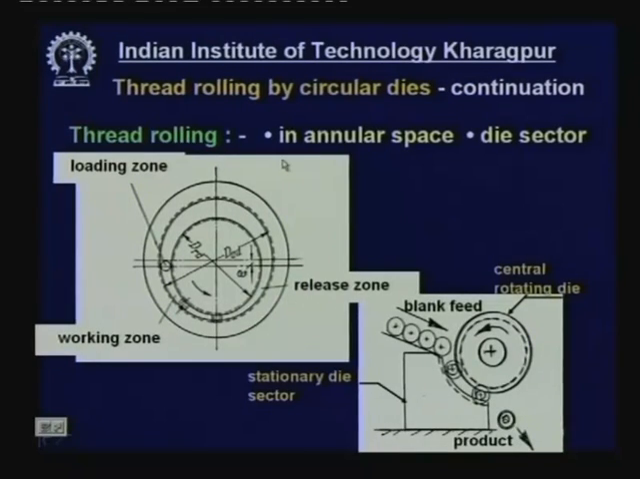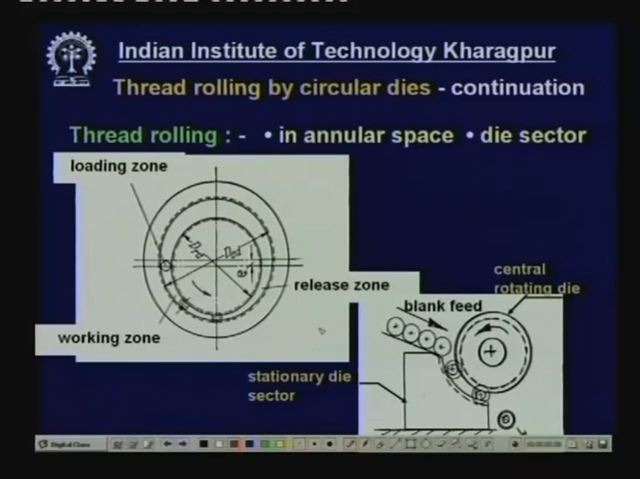Now, the thread rolling, another process in the annular space between two dies. Here you see that there is one external ring which has got threads inside, to be produced, and this remains fixed, and there is another die or a cylinder which has got external threads, and the space is annular and this is tapered, eccentric. Here you see the eccentricity. So, this gap is changing.